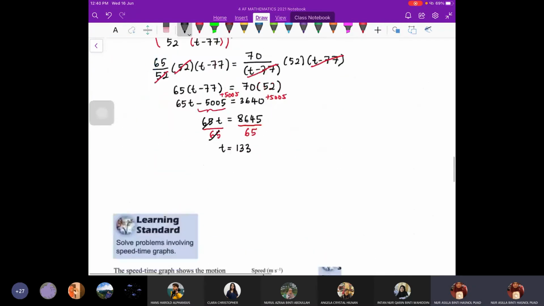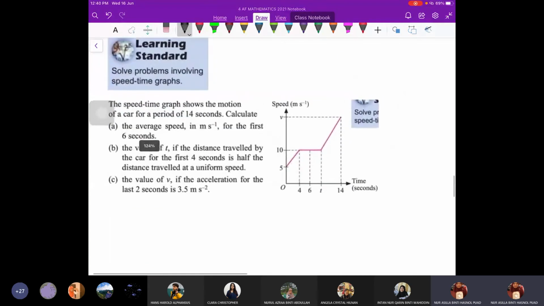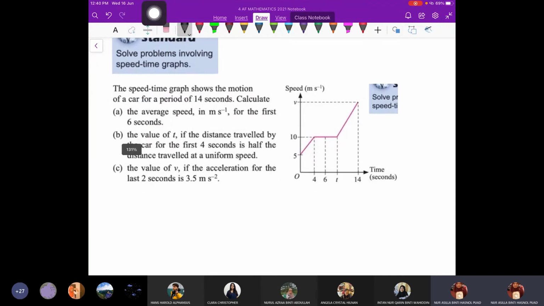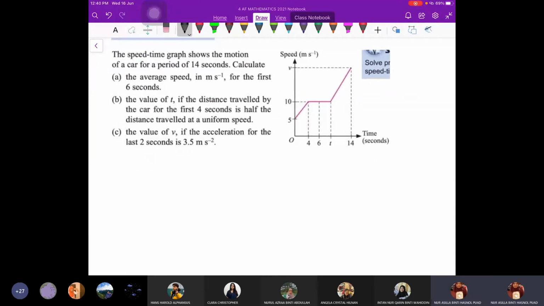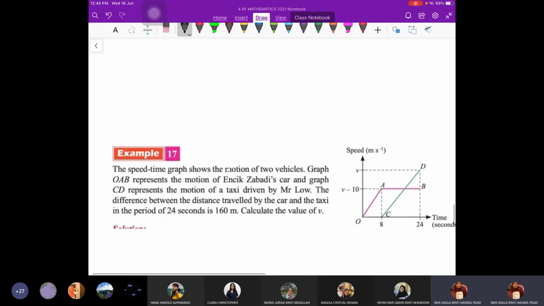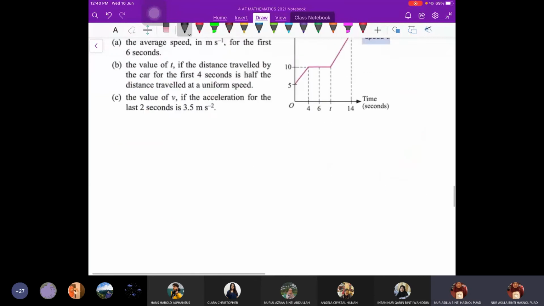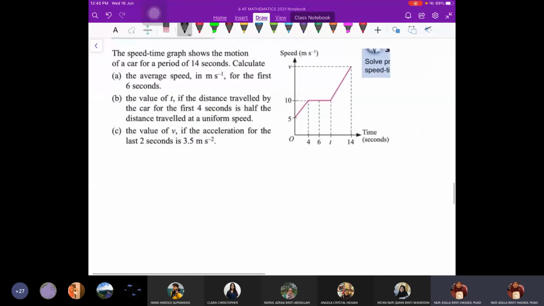Okay, let's look at learning standard yang melibatkan solving problem yang melibatkan speed time graph. Okay. So I start with satu je. Okay, kita akan pergi example yang melibatkan dua. Okay. So the first one. The speed time graph shows the motion of a car for a period of 14 seconds. So let's look at the graph. Is it for 14 seconds? Yes. From 0 until 14.